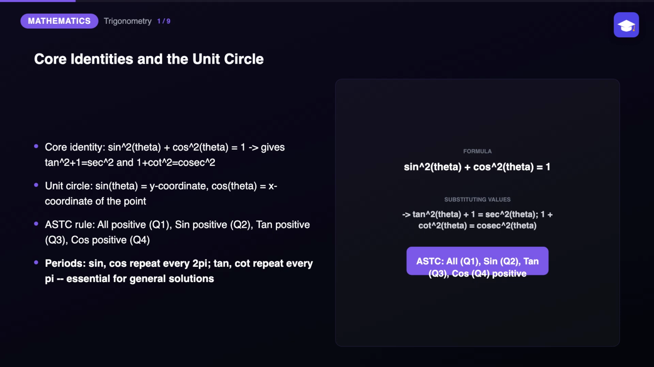Trigonometric functions are also genuinely periodic. Sine and cosine both repeat with period 2 pi, while tangent and cotangent repeat with the shorter period pi, and knowing these specific periods precisely is absolutely essential for correctly finding the complete general solution to any trigonometric equation, not merely one single isolated particular solution.